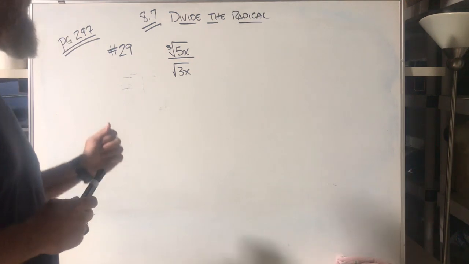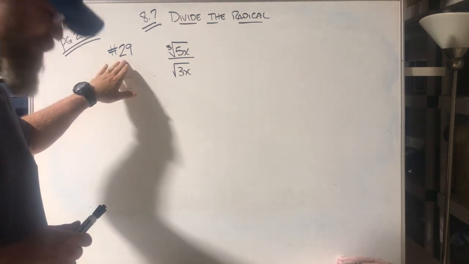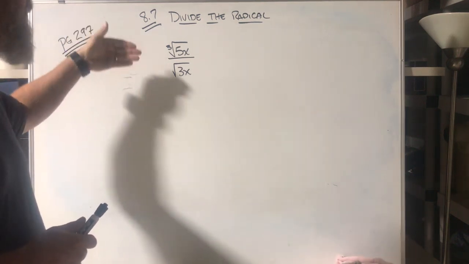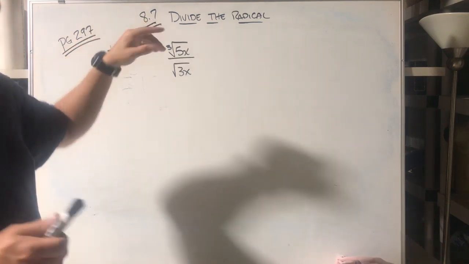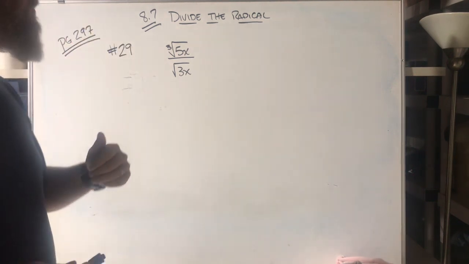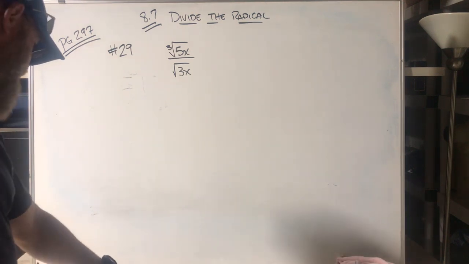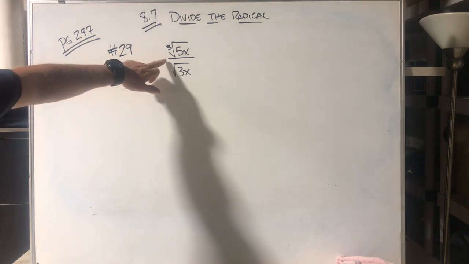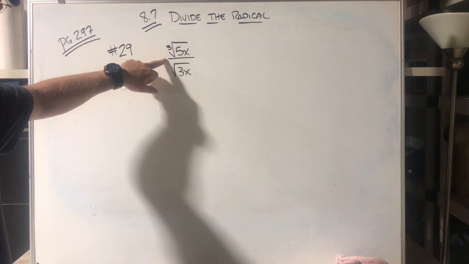Hey, Marion. So number 29 on page 297 is not part of the review. It's actually part of chapter 8, section 7, where we're learning how to multiply and divide radicals. In this section, number 29 is asking us to multiply or divide as indicated. And right here, because it's a fraction, we need to divide, okay?